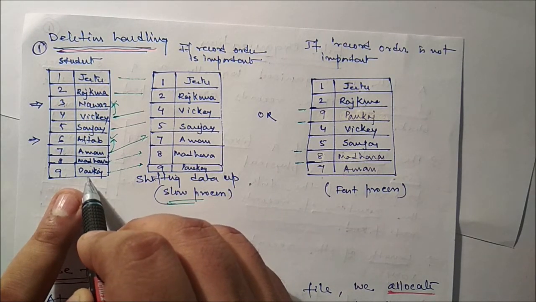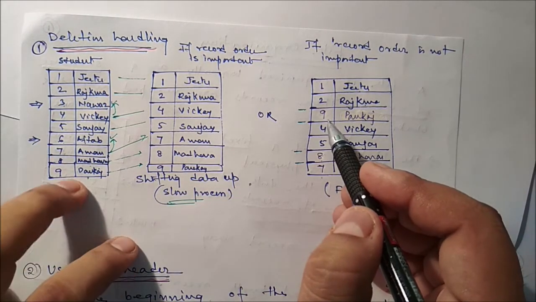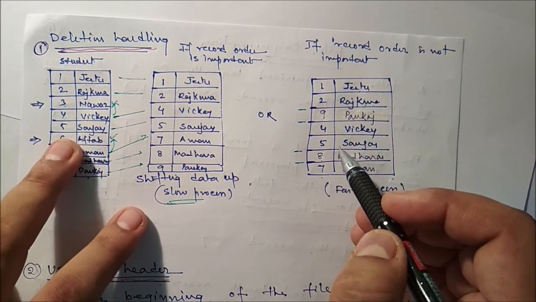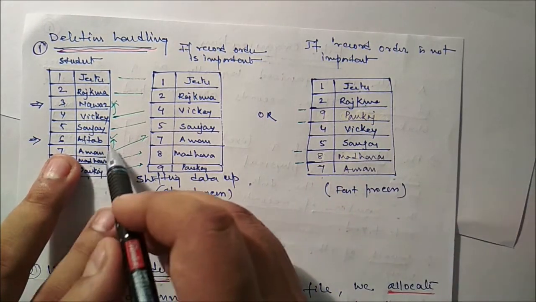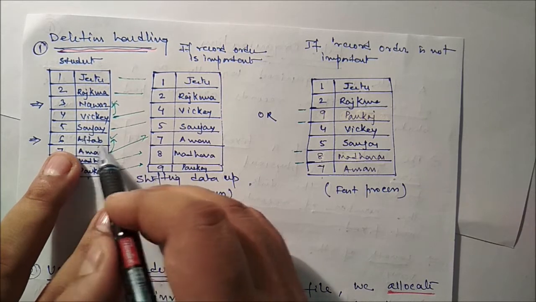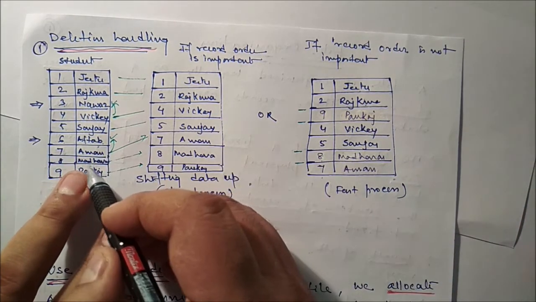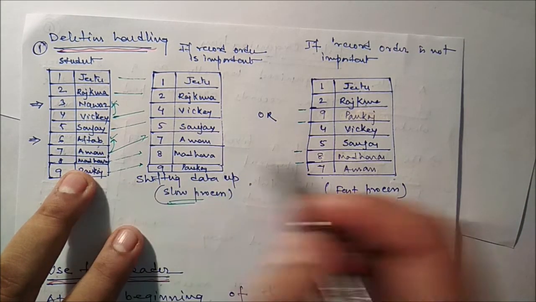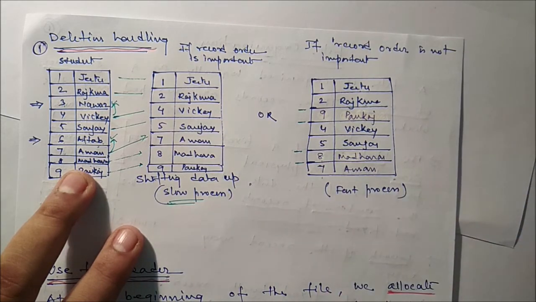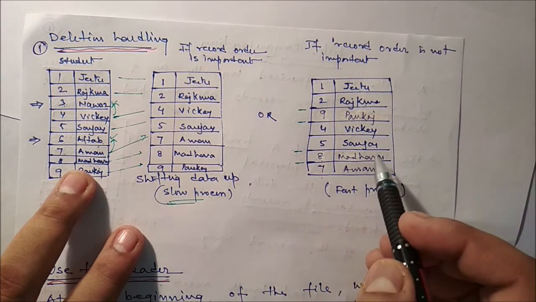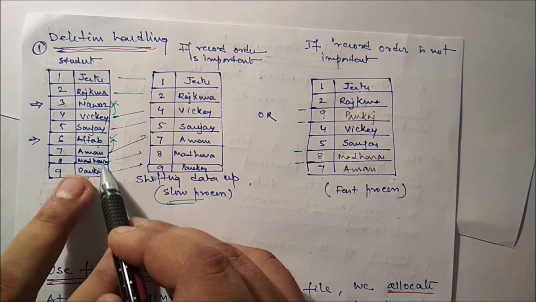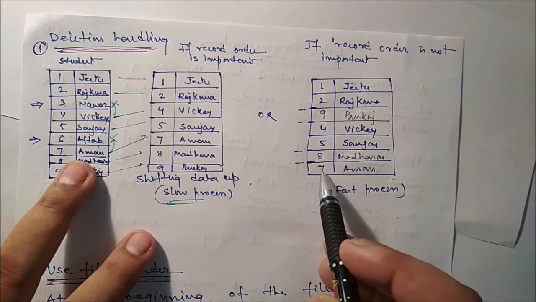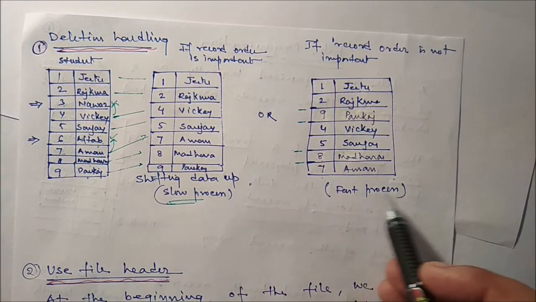So that is 9. After that 4 Vicky, 5 Sanjay Mishra. Now Aftab wants to leave this particular place. So in that particular place, we have to store the one just before that. So 8, that is Madhavan. Okay. And after that, Aman is there. So the 7th one. So this is a very fast process.